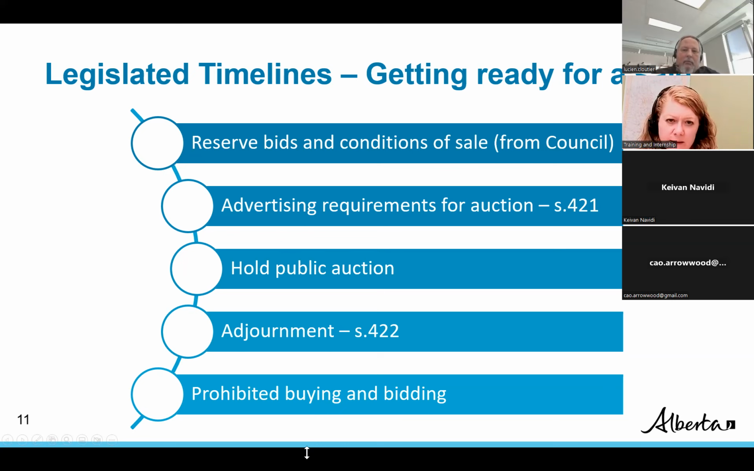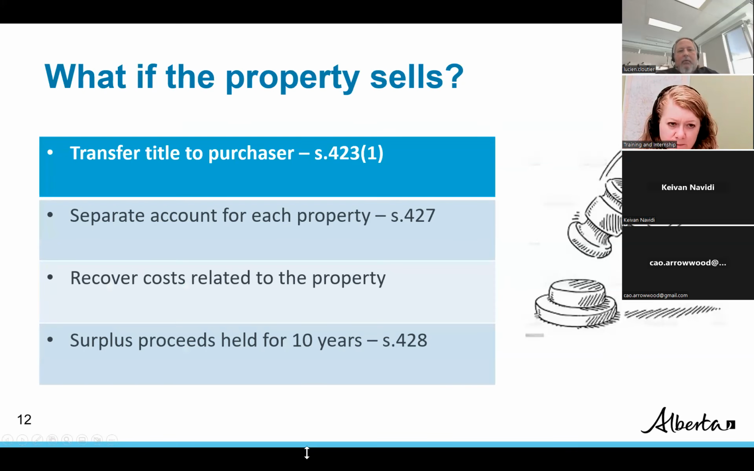All right, that's that slide. So now let's take a look at what must happen if someone buys a property.